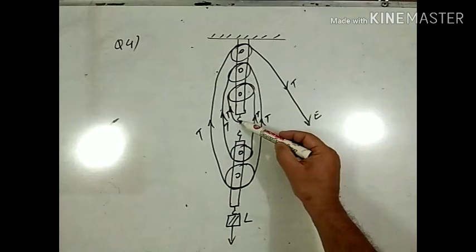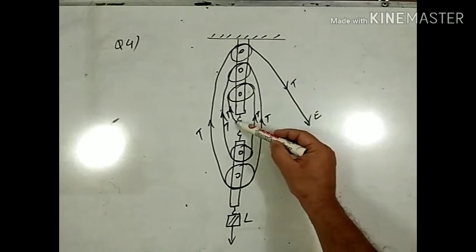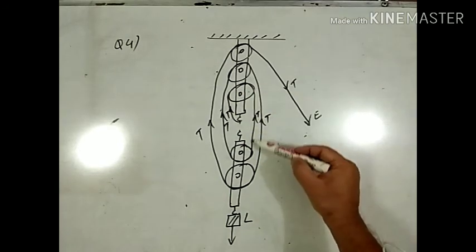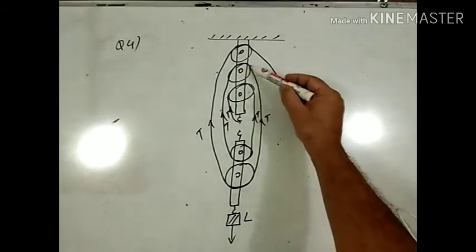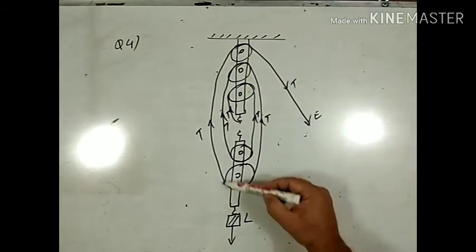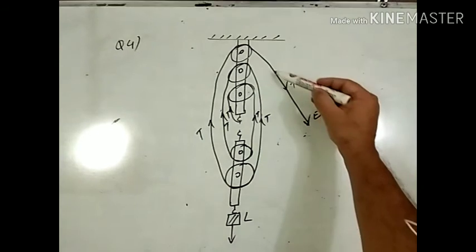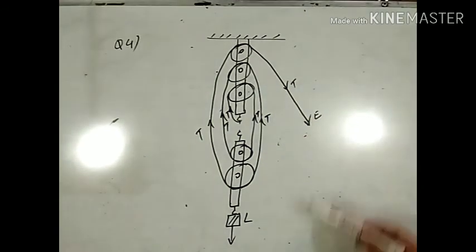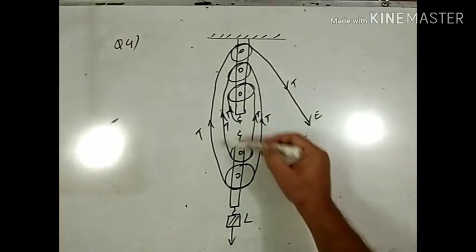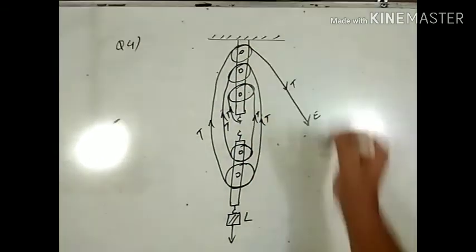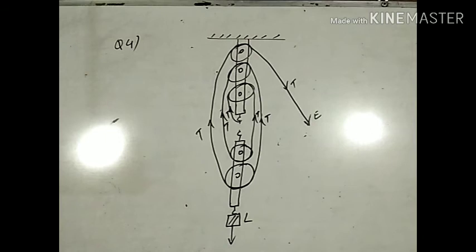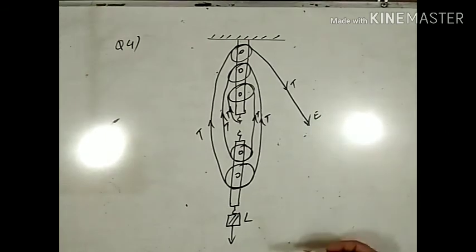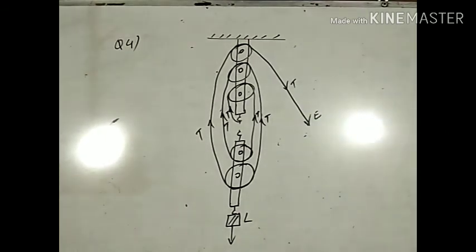Starting from here, the free end is attached here. Pulley number 1, pulley number 2, pulley number 3, pulley number 4, and pulley number 5, and we got the free end where you apply the effort. So we pass the rope around the pulleys such that all the pulleys are engaged, and we got a free end where we can apply the effort in the downward direction. That task is over.